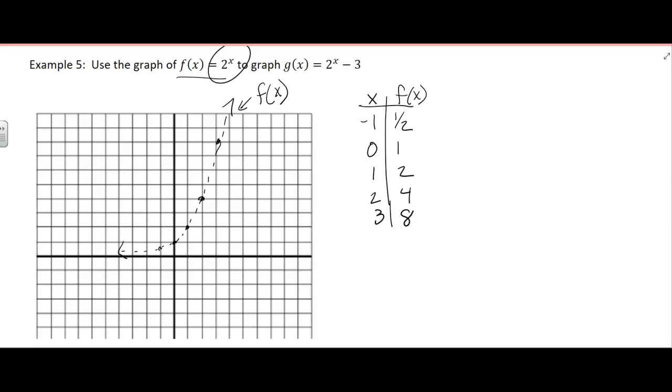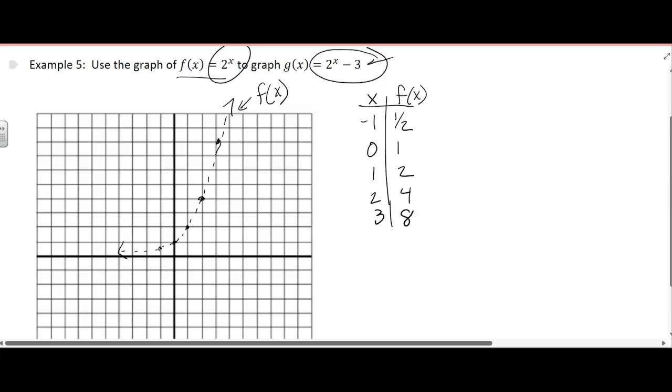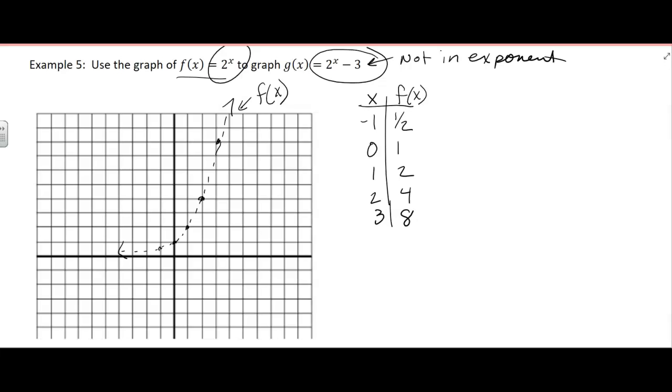And now we're going to graph g of x. We'll look at the transformation. Notice that the 3 is not in the exponent. That 3 is not in the exponent. Okay, because if it is, then it's a horizontal shift. Okay, but this is not in the exponent, and that makes it a vertical shift.